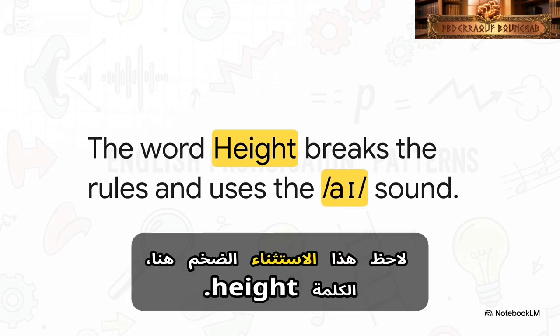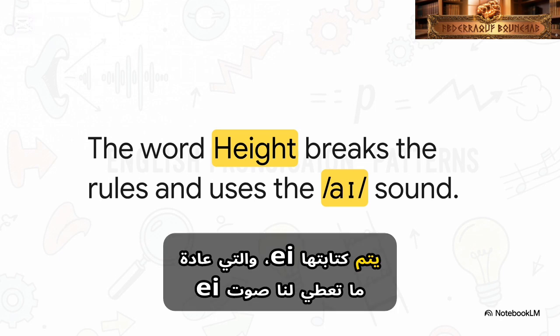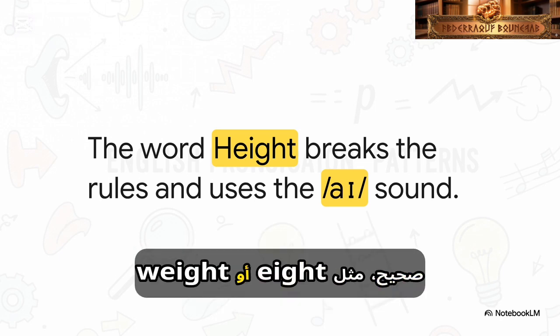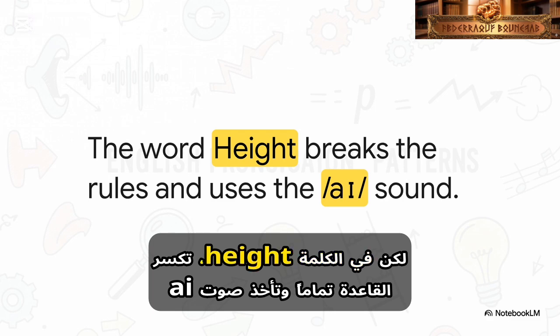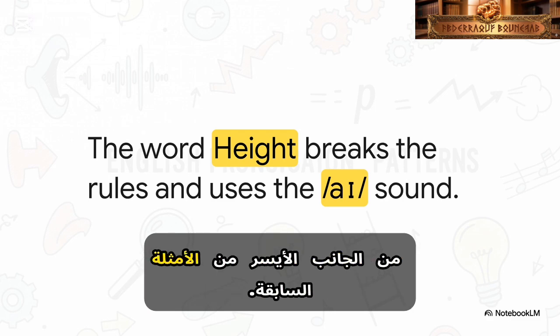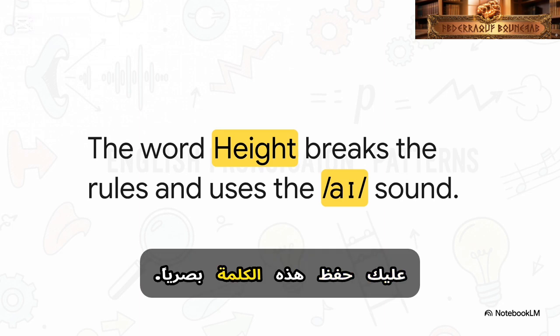Notice this huge exception right here, the word height. It is written EI, which usually gives us the A sound, right? Like in eight or weight. But in the word height, it completely breaks the rule and borrows the I sound from the left side of our previous examples. You need to memorize this word visually.